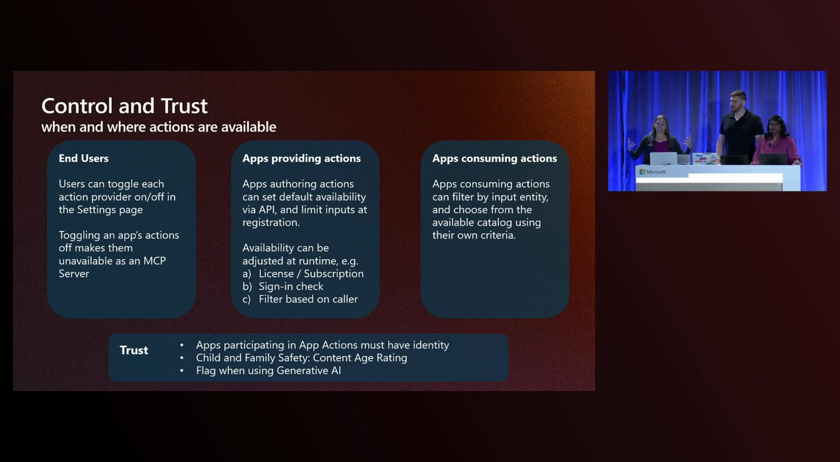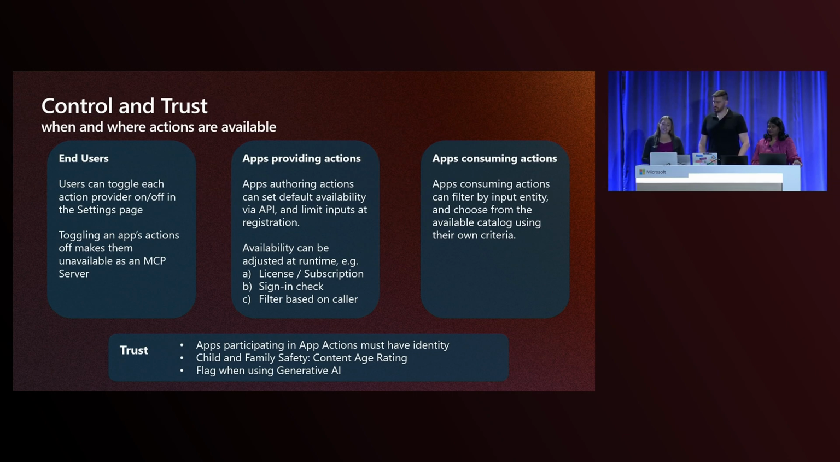And underlying all of this, of course, is we want to always be able to have trust. So apps that are participating in app actions, both providers and consumers, must have identity so that the user can be confident about which apps are participating in this interaction. And then we also talked about the child and family safety mechanism, so you can flag for content if it's going to be child-friendly or for adults only, for example.